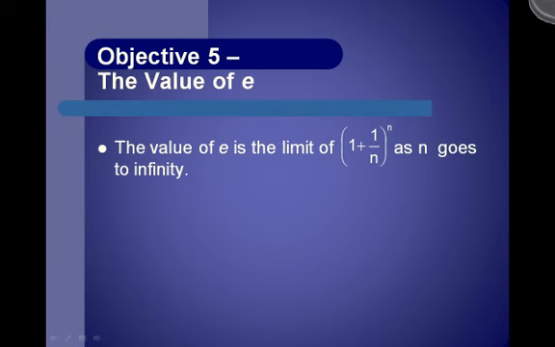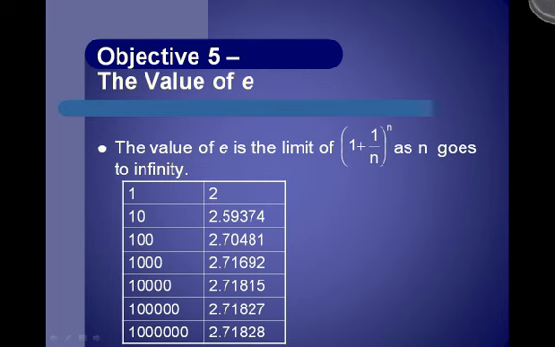The value of e is the limit of 1 plus 1 over n to the n as n goes to infinity. Now this sort of reminds me of pi, because they didn't just pull the value of e out of the hat. When they look at this limit, if n is 1, then you get 1 plus 1 over 1 to the power of 1, which is 2. If n is 10, we get 1 plus 1 over 10 to the 10th power, which is approximately 2.59374, and so forth. So this chart just shows you that as n gets really large, notice this value is about 2.718. Well, that is the value of e.